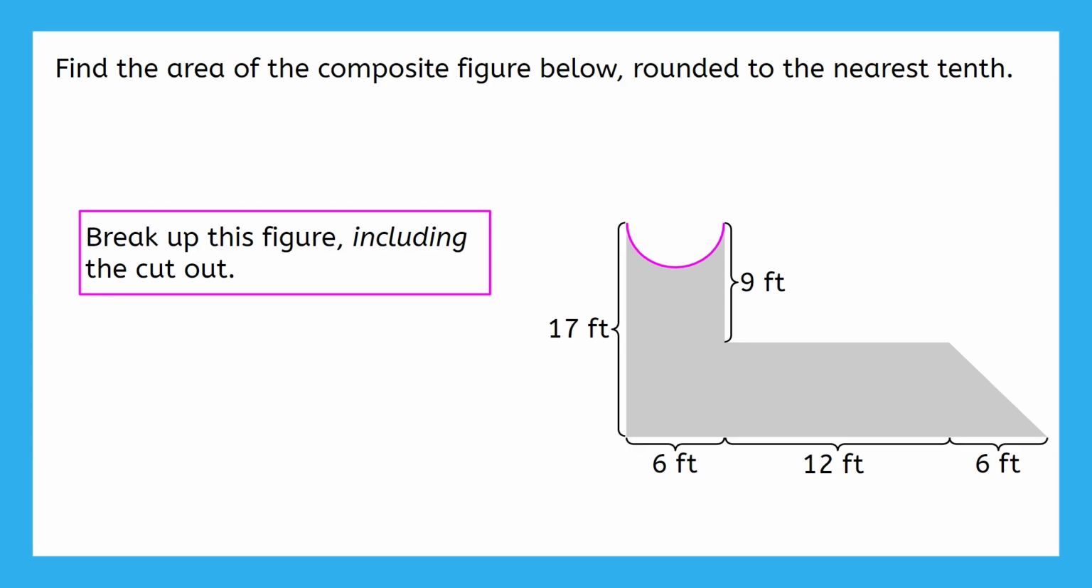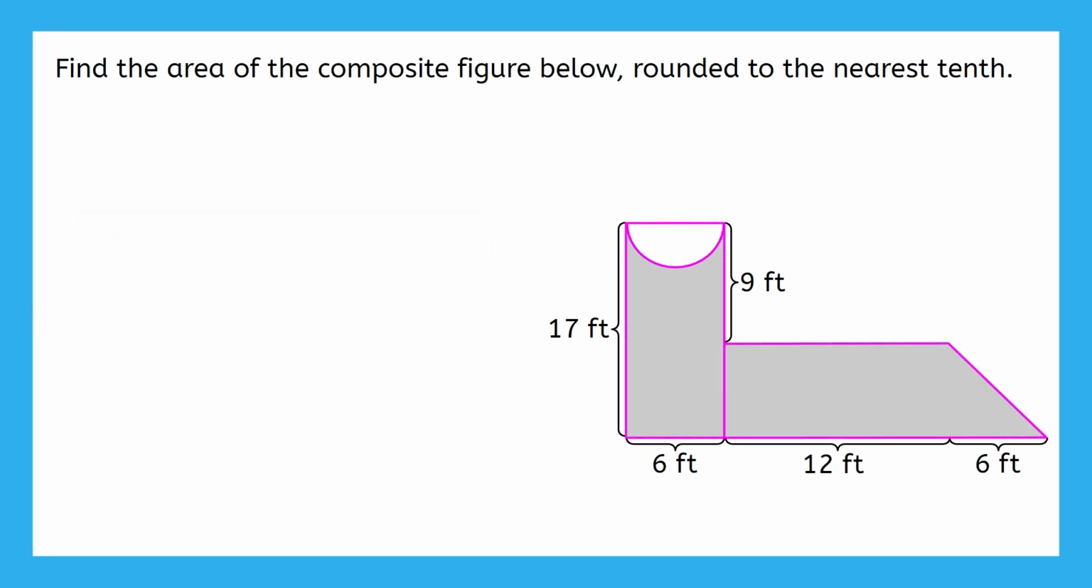Like the last example, there are a few ways that the shape can be broken up. You could make it one trapezoid, one rectangle, and a half circle cut out. You could shift those a bit to make a different trapezoid and rectangle with the half circle cut out. Or you can break up that trapezoid into a rectangle and a triangle. I'm going to be using this configuration of a trapezoid, rectangle, and the half circle cut out.